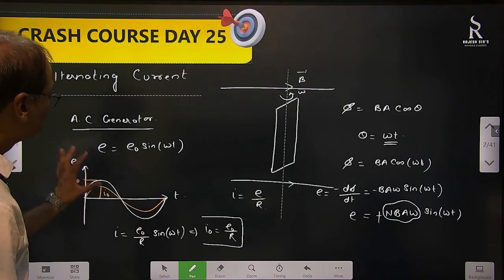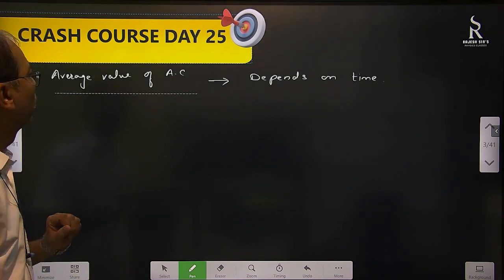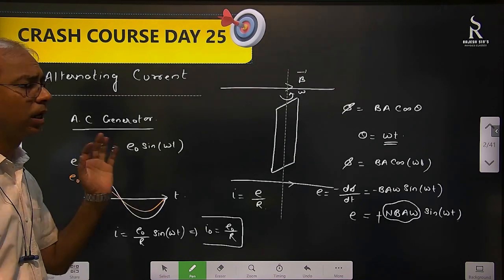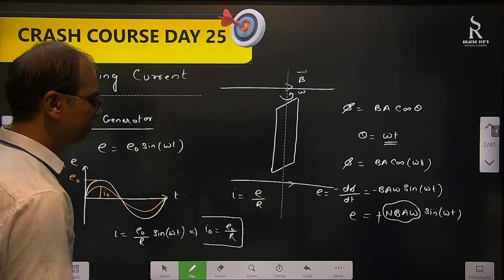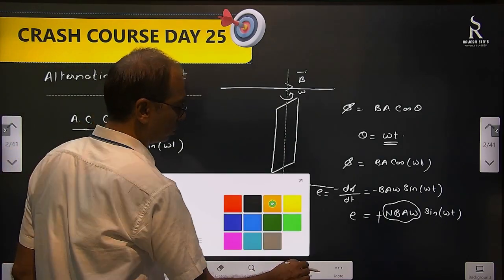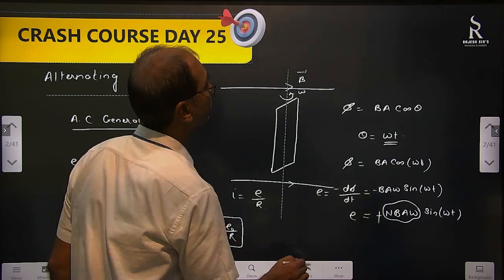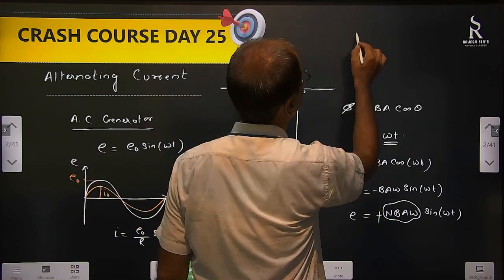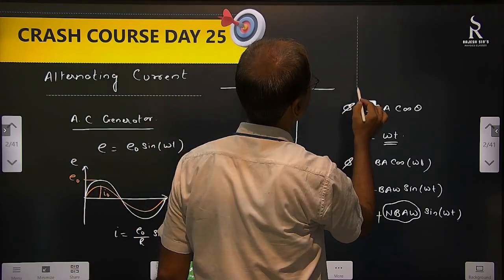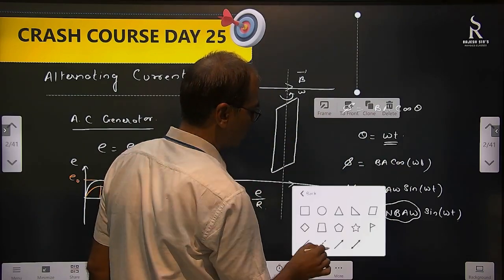Now, the question is: is this the only AC, or do we have other types of AC also? We have other types of AC also. Let's see through graphs what other types of AC are possible.